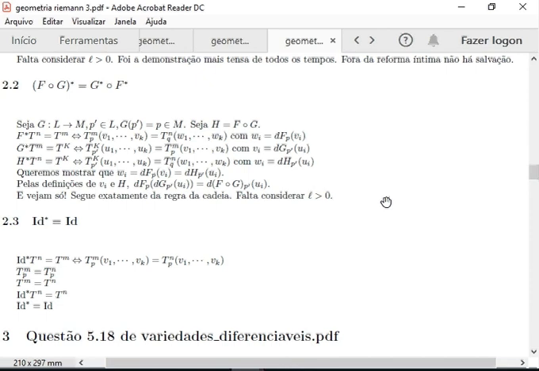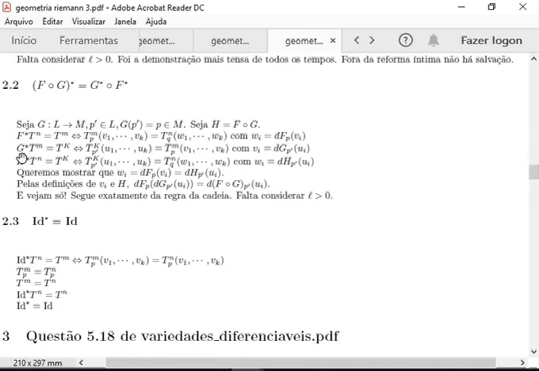Now let's show that the pullback of F circ G is equal to the pullback of G circ pullback of F. Let G be a function from L to M, P line in L, G of P line equals P in M. Let H equal F circ G. Pullback of F at Tn equals Tm if and only if Tpm equals Tkn, with Wi equals dFpVi.